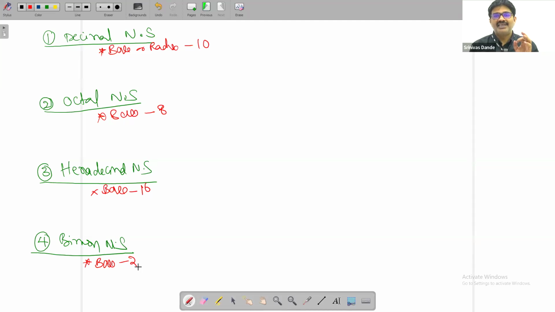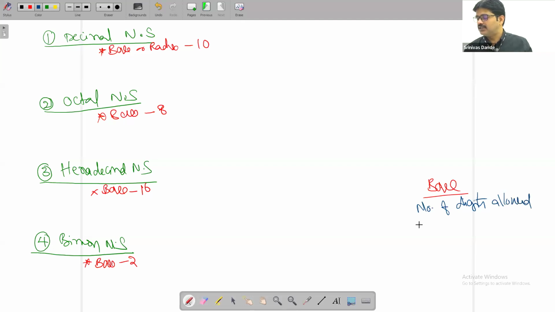Number of digits allowed in that number system, right? Base means the number of digits allowed in that number system. How many digits are allowed in the number system? That is represented by the base.